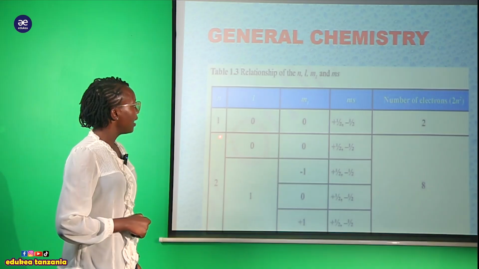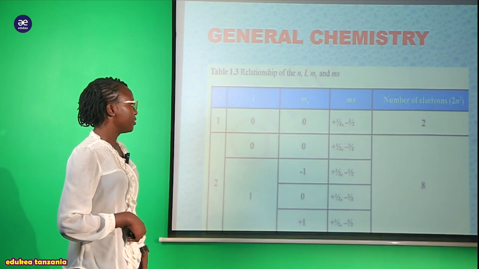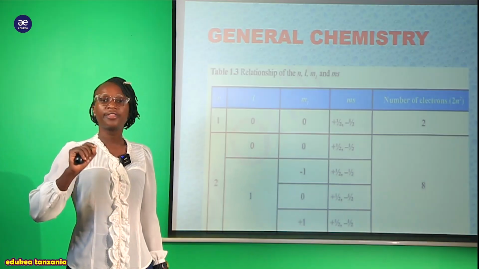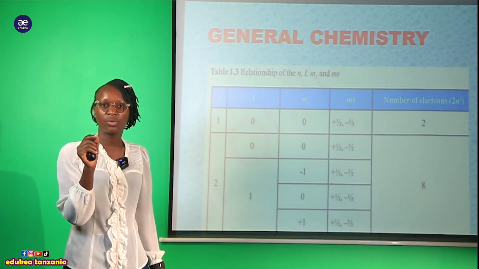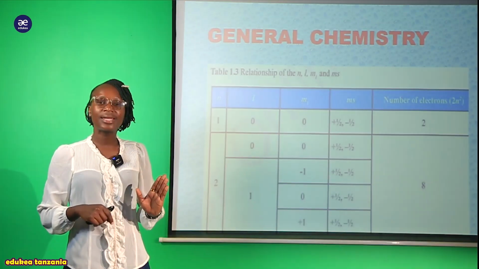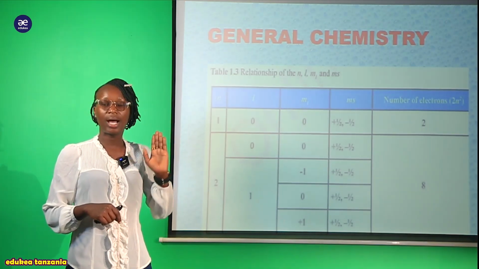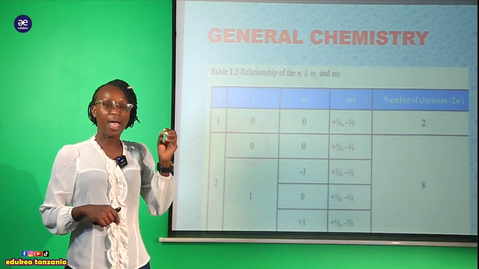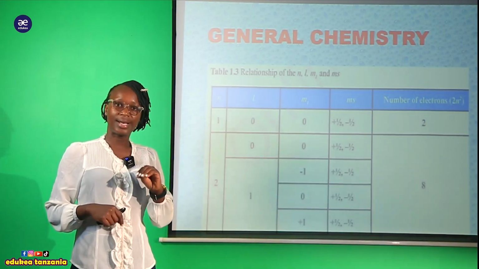So you can see that here, kama n sawa na 1, L, you have to remember those criteria, all those key informations which describe this principal quantum number. Tulisema kwamba always n can be positive and always cannot be equal to 0. Kwamba haiwezi kuwa sawa na 0 na siku zote lazima iwe ni nini?